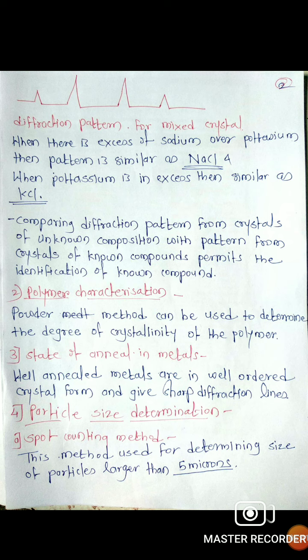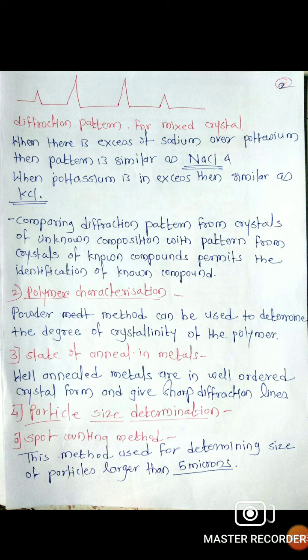Then the next application is particle size determination. There are a variety of X-ray techniques to determine the size of particles or crystallites. Some methods are the spot counting method, then broadening of the diffraction line, then low angle scattering. These are some methods to determine the particle size of the crystal. First we see the spot counting method.